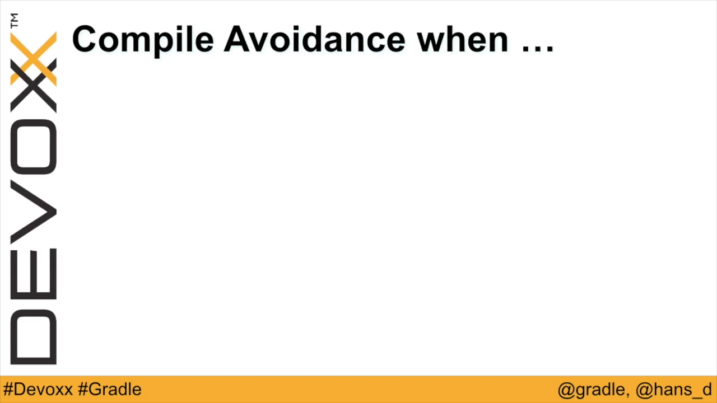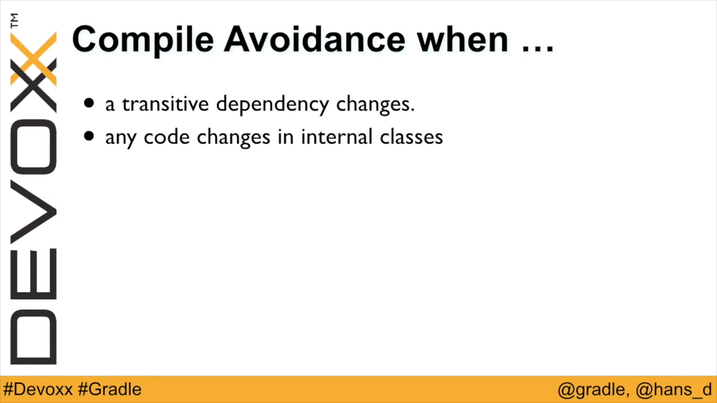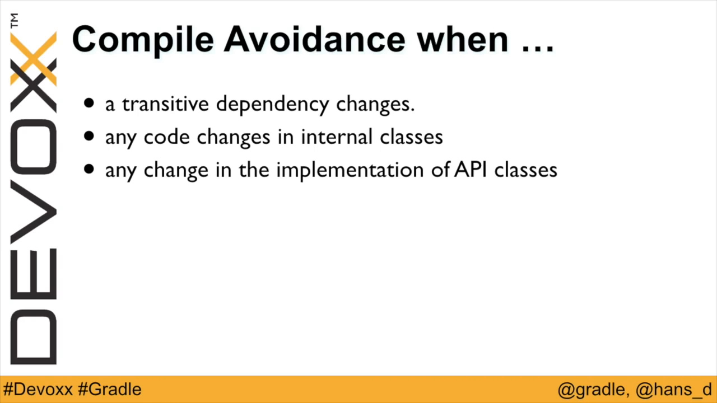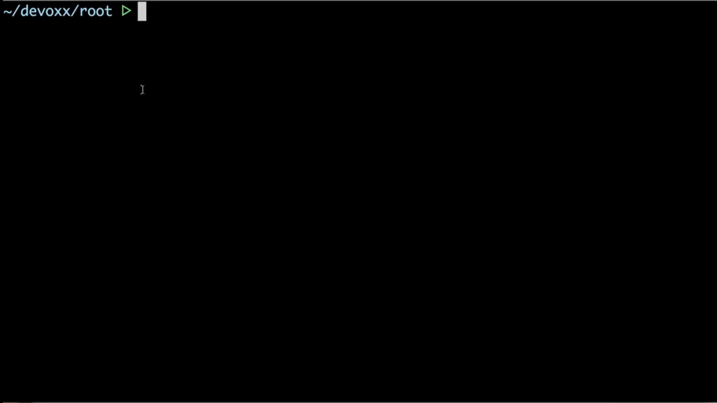Okay, finally, last thing I want to talk about, compile avoidance. What you get out of this feature. So you get compile avoidance now. Whenever a transitive dependency changes, any code changes in an internal class, and any change in the implementation of API classes. So let's look at a quick demo.